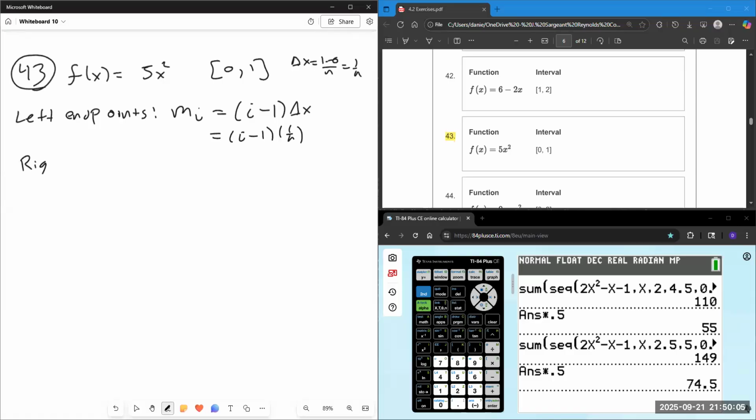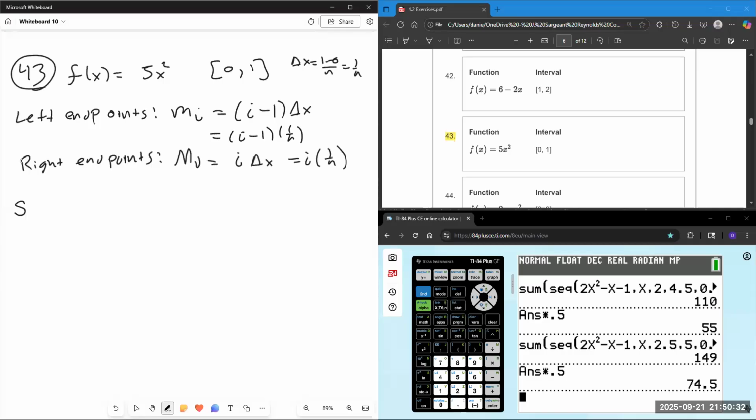My right endpoints will be notated by capital M sub i, and they'll just be i delta x. And so that will be i times 1 over n. It's going to be easier to calculate the upper sum with the right endpoints than the lower sum with the left endpoints. But let's go ahead and do the hard part first.